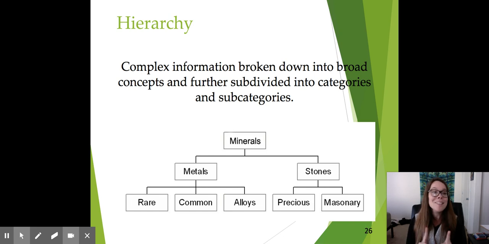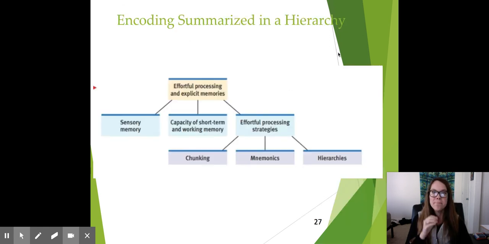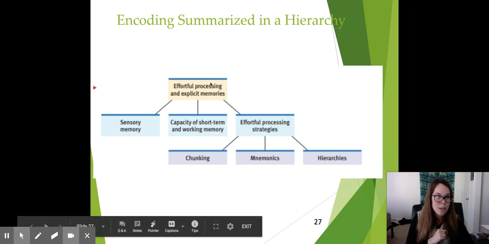So this is not the hierarchy I'm going to make you copy. The hierarchy I'm going to make you copy, and this is the last slide for our first video, is this. This is a summary of what we talked about with effortful processing. And we are going to talk about explicit memories in our next video. But in order to effortful process, we talked about sensory memory, short-term and working memory, and effortful processing strategies, and we have chunking, mnemonics, and hierarchies.